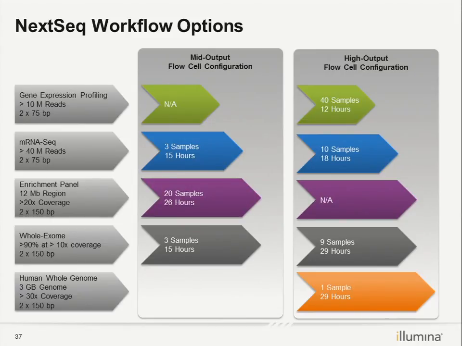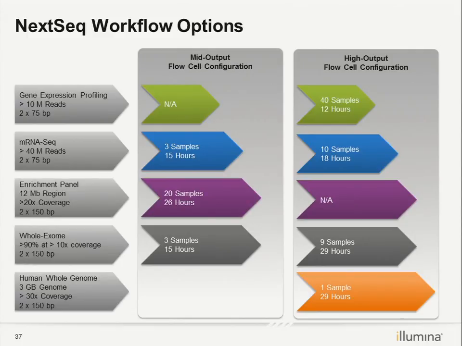So for RNA gene expression profiling, say if you're going to have 10 million reads per sample, you can run up to 40 samples per run. This does not mean that you cannot do it in mid-output. It's just because we didn't test it. But of course, it's compatible, because the output of mid-output is one third of this. So that means you can run 12 samples with the mid-output flow cell.